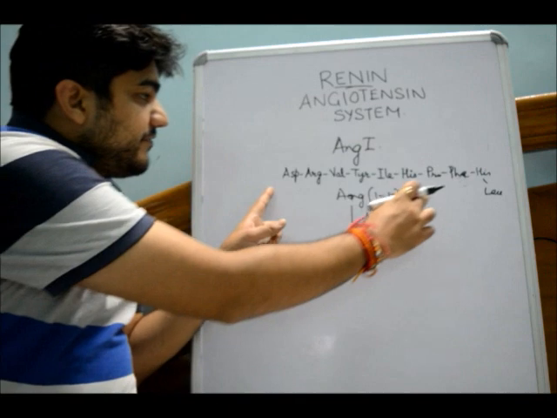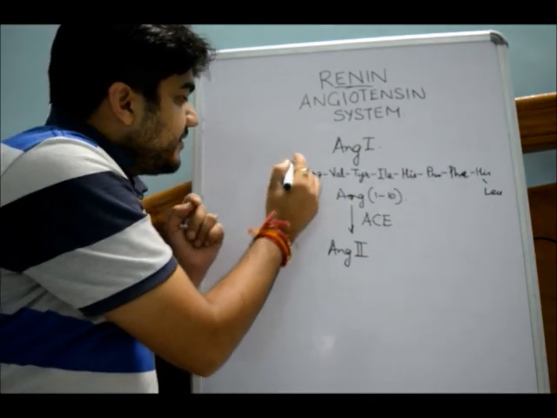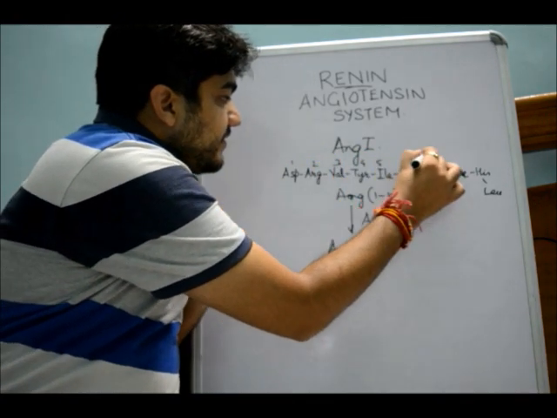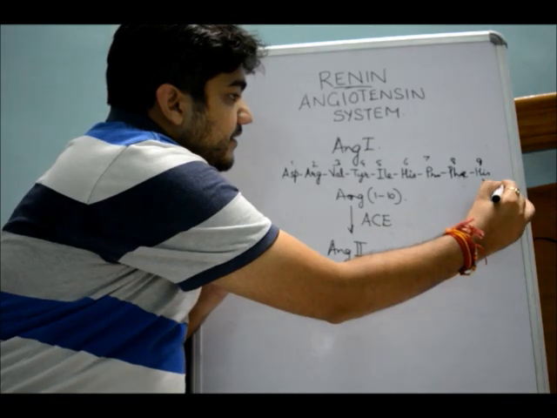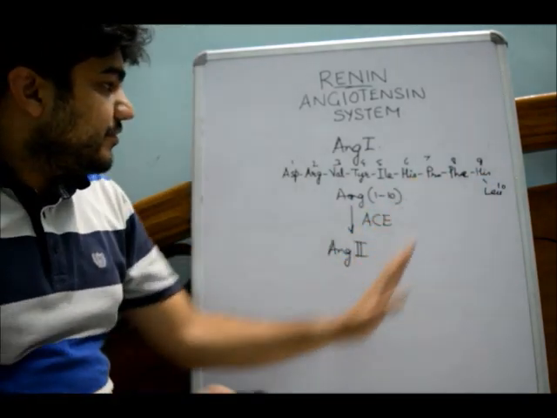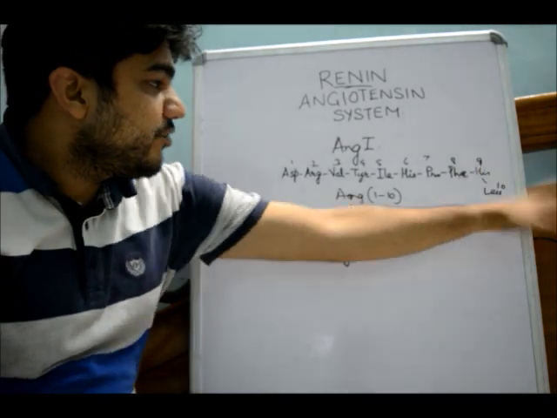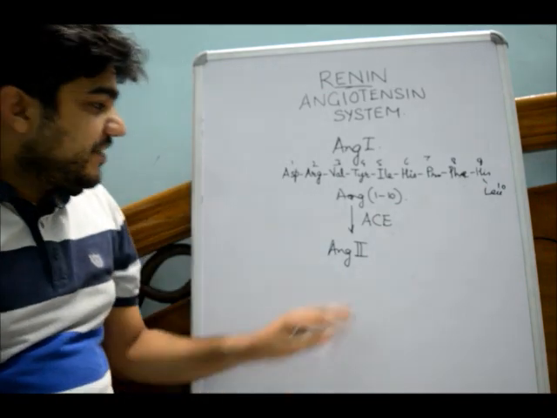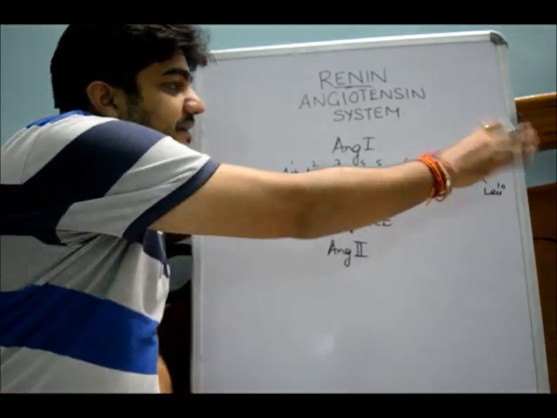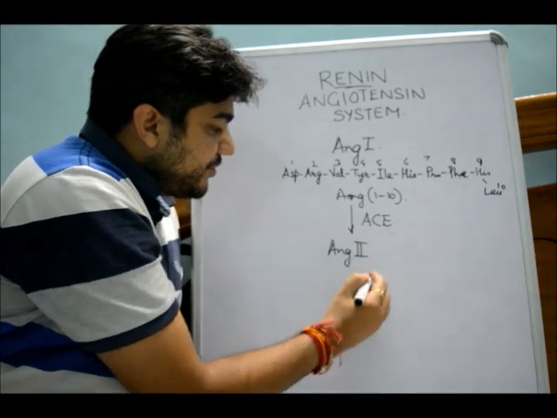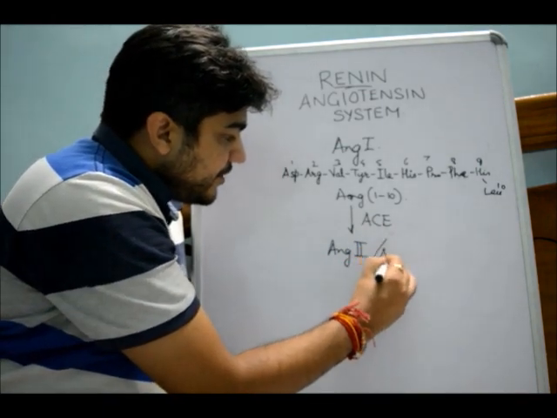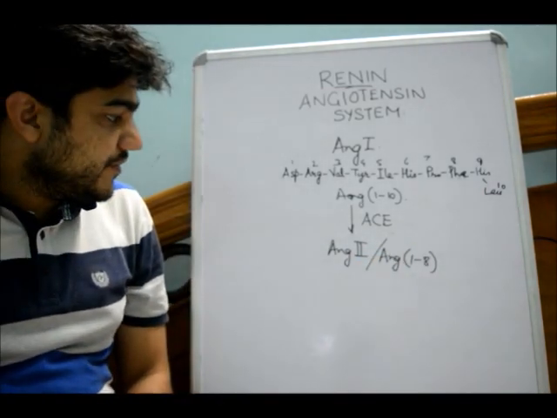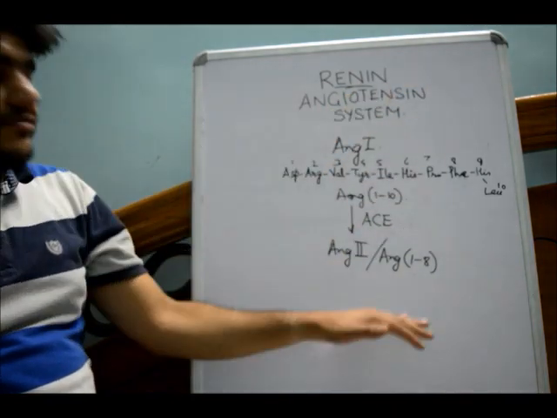Okay, so if we call this 1 to 10, this is the amino terminus. You can number it from here: 1, 2, 3, 4, 5, 6, 7, 8, 9, and 10. Now the two amino acids from the carboxy terminal are removed by this ACE, and that leads to the formation of angiotensin 2. Since the 9th and 10th are gone, angiotensin 2 can also be called angiotensin 1 to 8. Okay, so this is what normally happens.